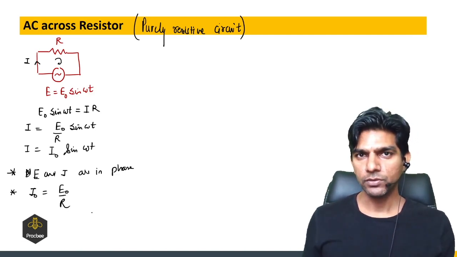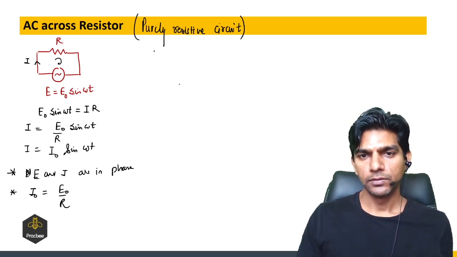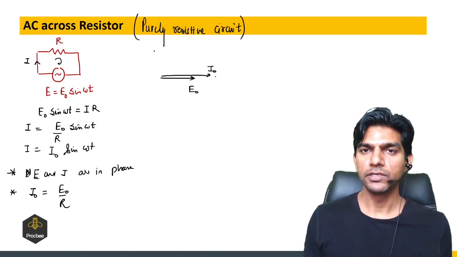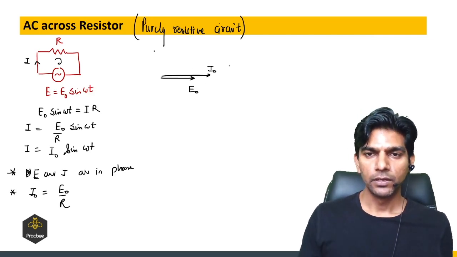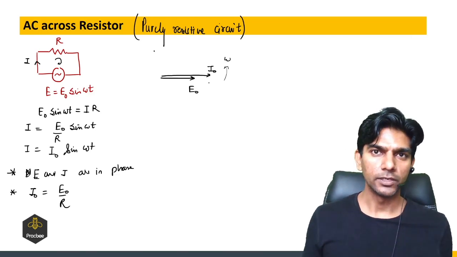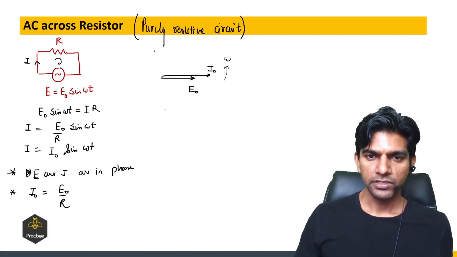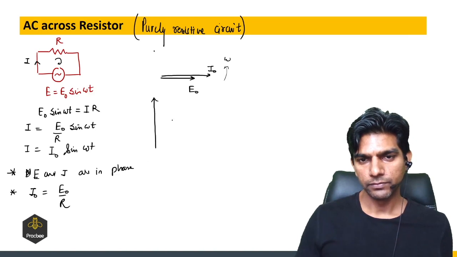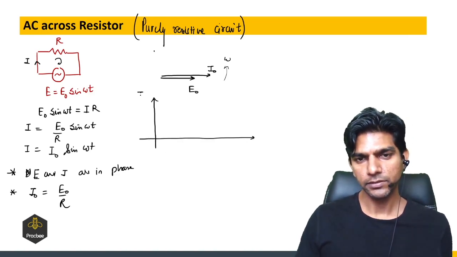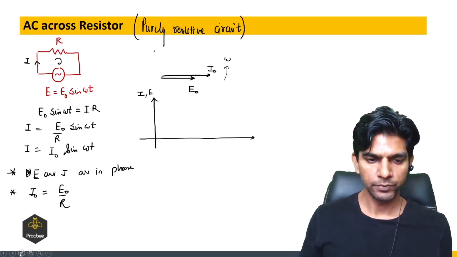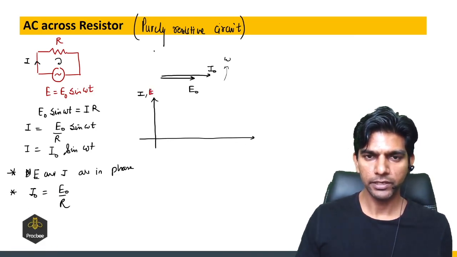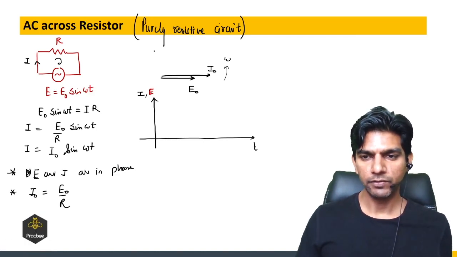And if I want to show this on a phasor diagram, so if this is E naught, then I naught is also in the same direction, because there is no phase difference. So there will be zero angle between these two phasors, and both these phasors are rotating with angular velocity omega. And if I want to show this on a graph, we can show it like this. This is I or E, right? And here we have, let me show E with red color, right? And on the x-axis we have time.